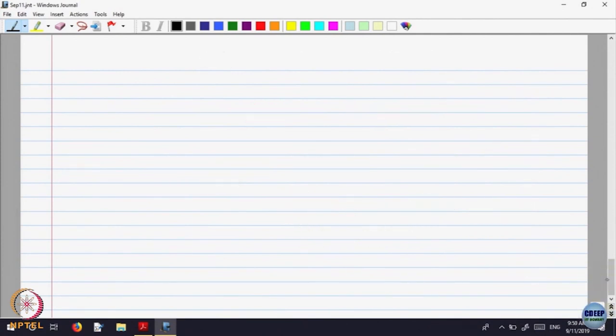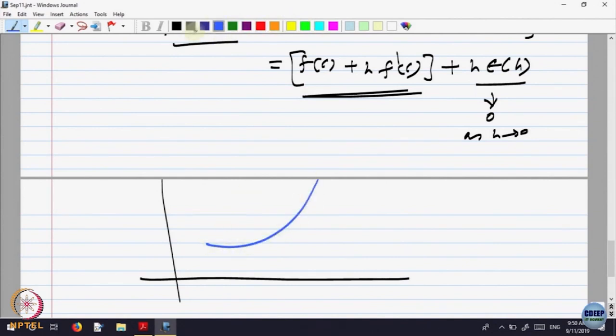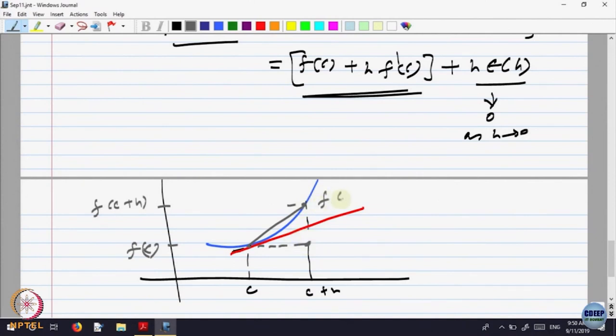What is this quantity geometrically? Let us try to look at it slightly more geometrically. Let me draw the function, let us draw it this way this time. This is the point C, this is the point C plus H, this is the tangent at that point, and that is the chord. That is F of C, and this is F of C plus H. So, this height is F of C plus H, this height is F of C. Let us call these points P, Q, A, and B.